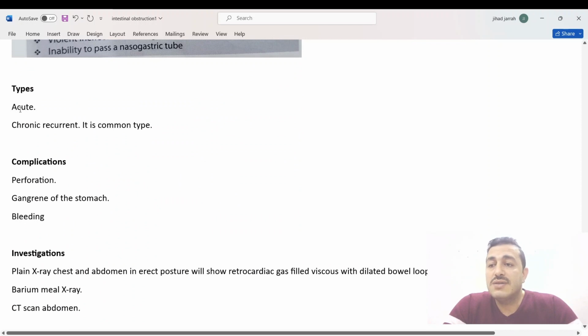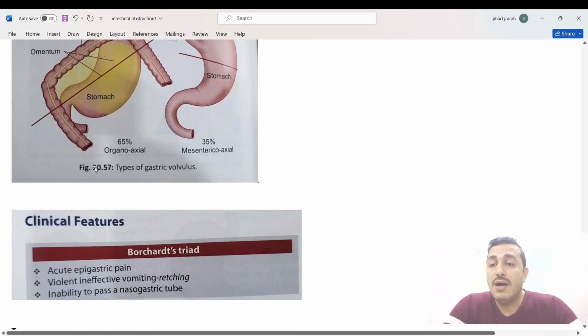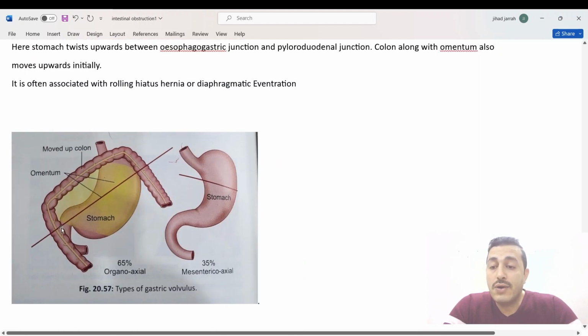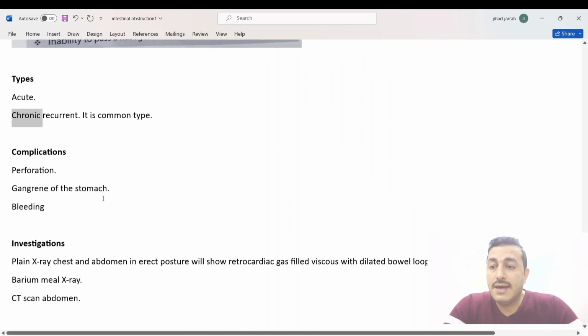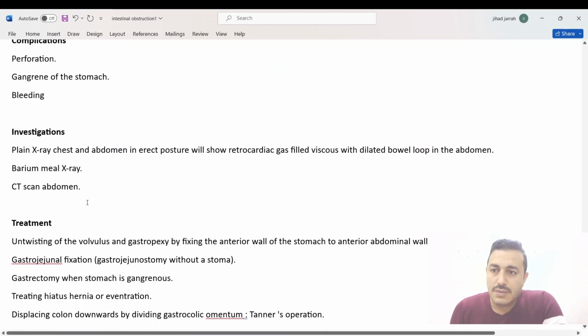Other classifications: acute or chronic. We said acute, chronic, recurrent. Most common: organoaxial in elderly, mesentericoaxial in children. Complications are perforation, bleeding, and gangrene of the stomach.